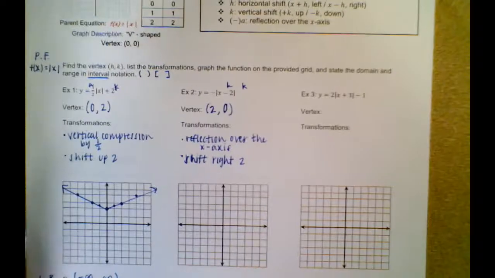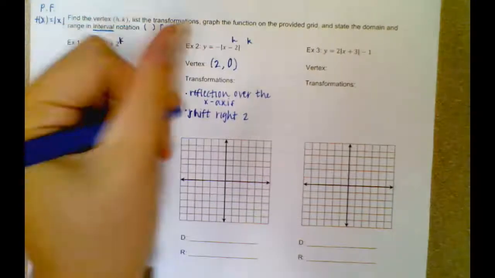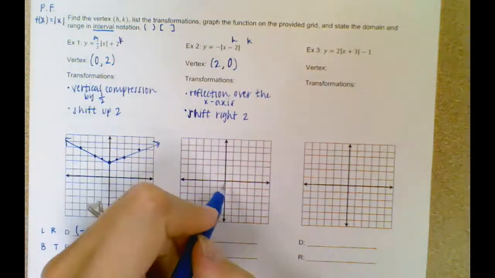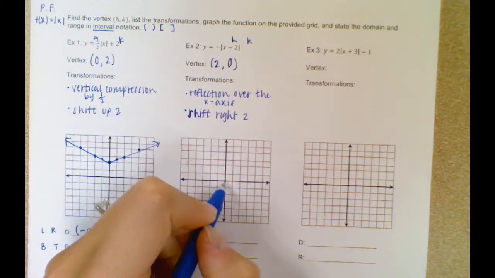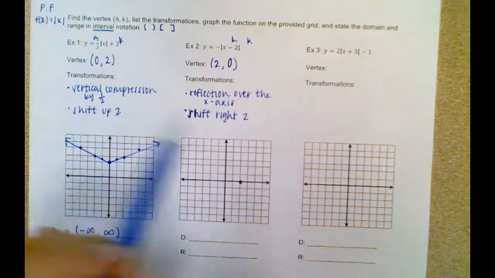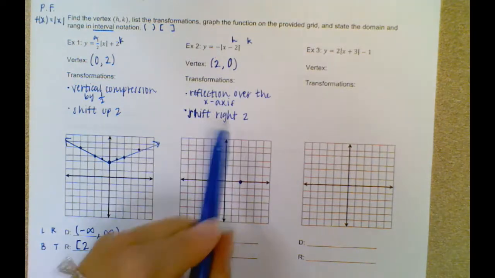Alrighty. Oops, let me move down a little bit there. Okay, so here we go. I'm going to graph my vertex. So my vertex was (2, 0). And hey, if you compare that to the parent function, your vertex normally is at (0, 0), and look, it moved to the right too, so good job.